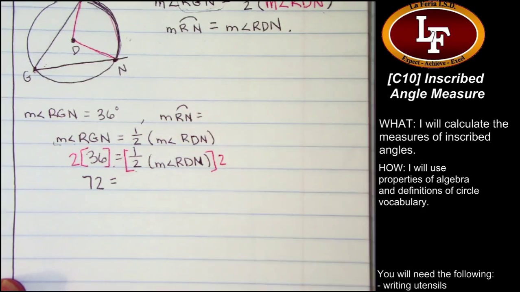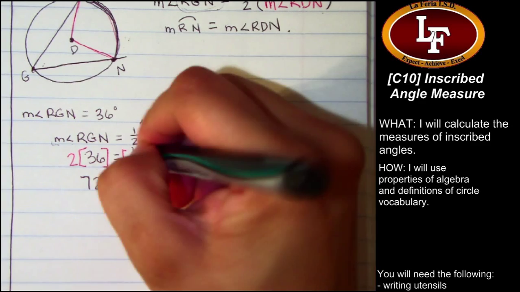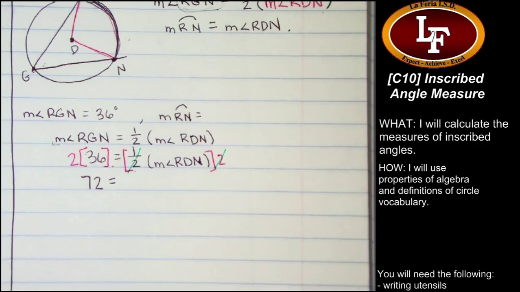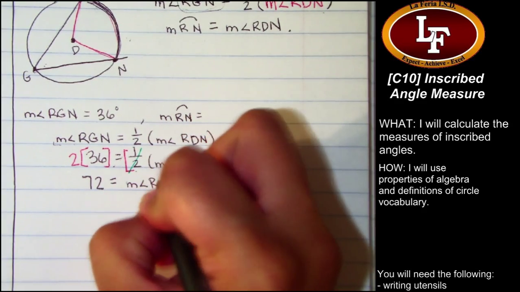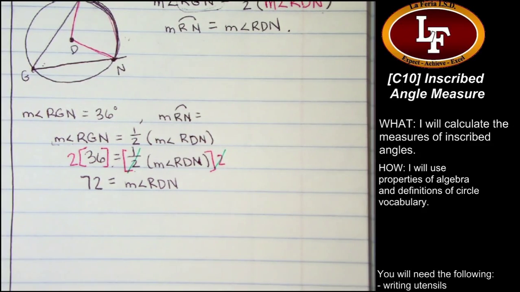And over here on this side, the multiplication by 2 is going to cancel with that division by 2 that's sitting there, that 1/2. Those are going to cancel each other out, that and that. And it's going to leave me with just the measure of angle RGN. So now I know the measure of the central angle.